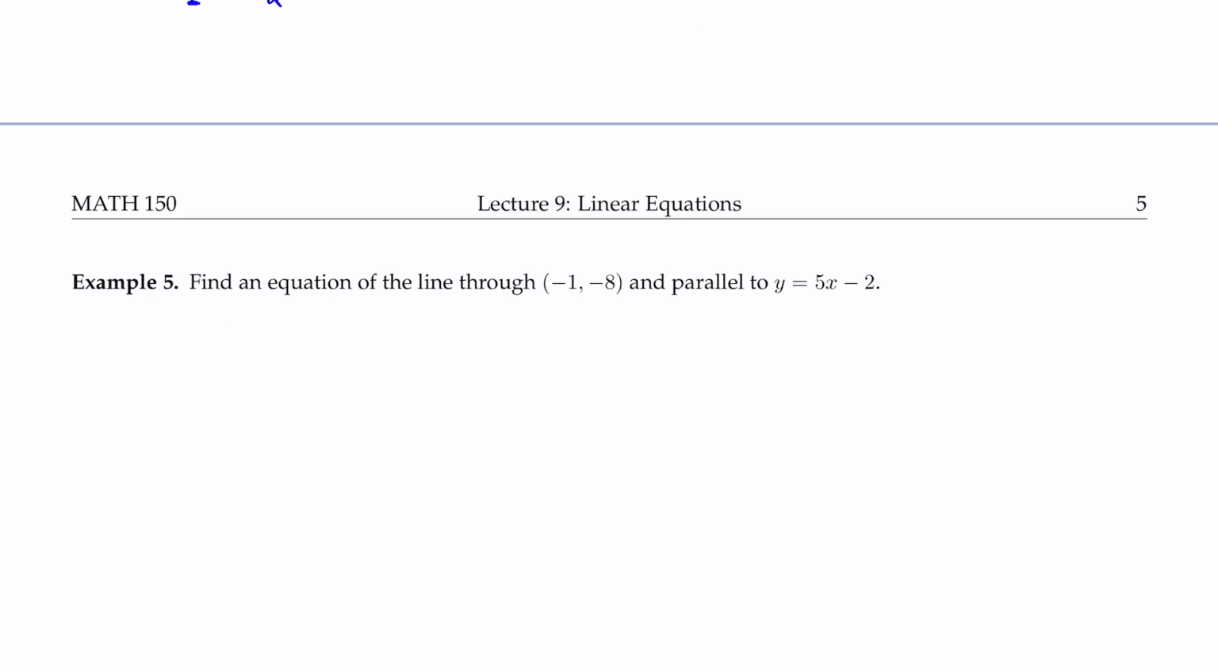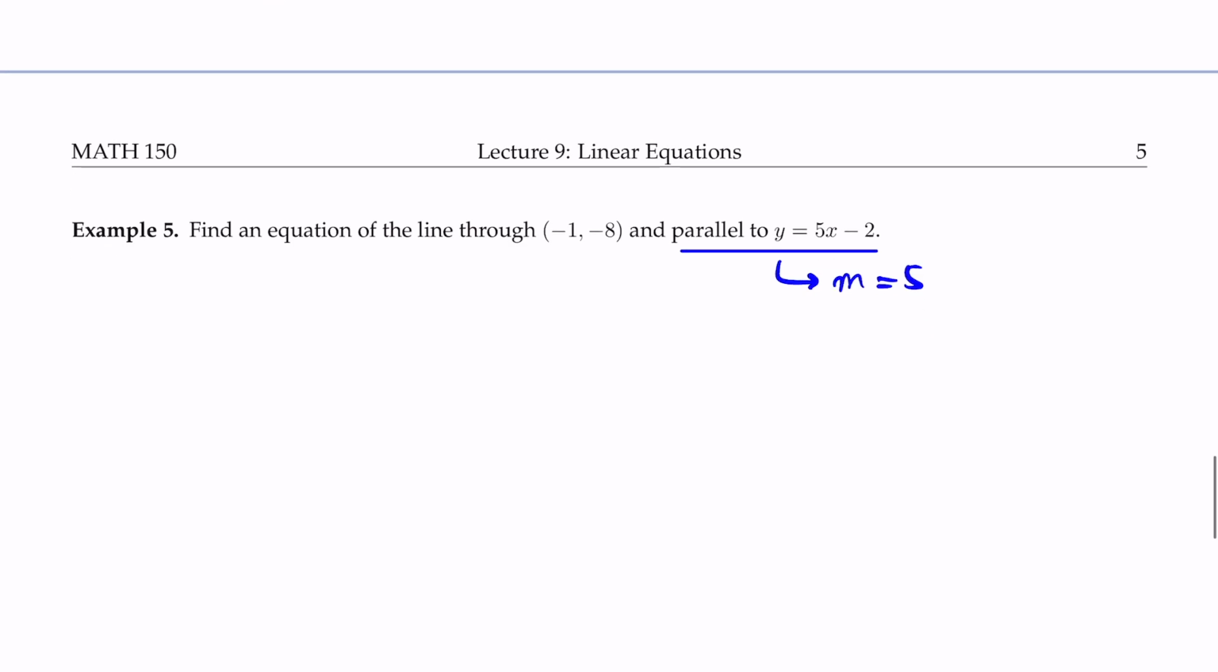Number 5. I want to find the equation of a line going through the point -1, -8, and parallel to the line y equals 5x minus 2. So the line you're looking for is parallel to the given line. With this information, you can extract the slope. From here, you can say that m is equal to 5. You have the slope, you have a point, you can write an equation of a line.